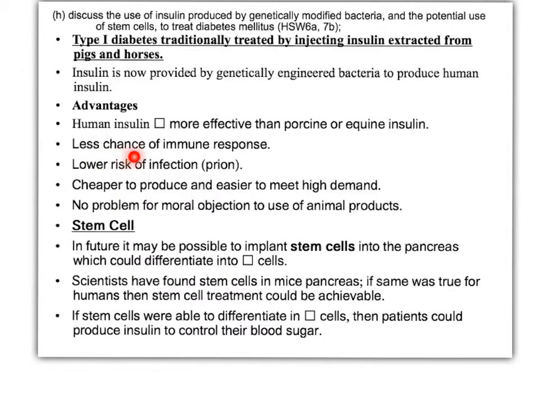Because if you inject proteins from other organisms, there's a risk of immune response. You might recognise the porcine insulin or the equine insulin as being non-self and have an immune response to it, which would be dangerous. We have issues of infection between animals. I've got prions here, prions being the proteins which cause diseases like BSE in cattle, or Creutzfeldt-Jakob disease in human beings. So there's a danger of using animal products, blood products, that you could get those.